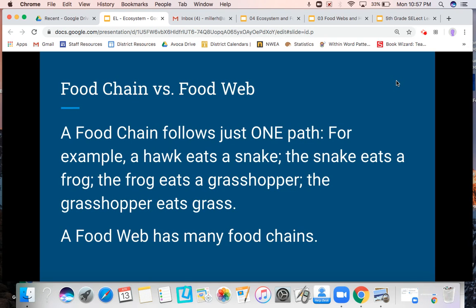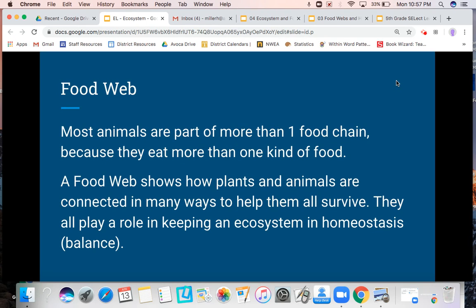So we have a difference between a food chain, which we've just learned about, and now we're going to learn about a food web. A food chain follows just one path, just like the one we saw with the hawk and the snake and the frog and the grasshopper and the grass. A food web, on the other hand, has many food chains, so more than one. Most animals are part of more than one food chain because they eat more than one kind of food.